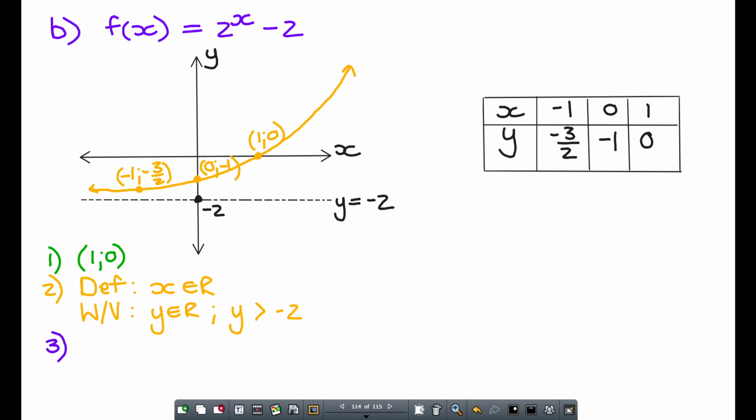Nommer 3 sê die vergelyking van die horisontale asymptoot. Okay, we've actually already said that on our sketch, but y is equal to minus 2. Dan nommer 4. Die waardes van x waarvoor die grafiek stygend is. Okay, so hierdie is net 'n stygende grafiek, né?